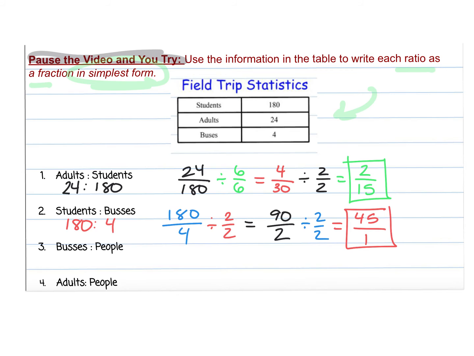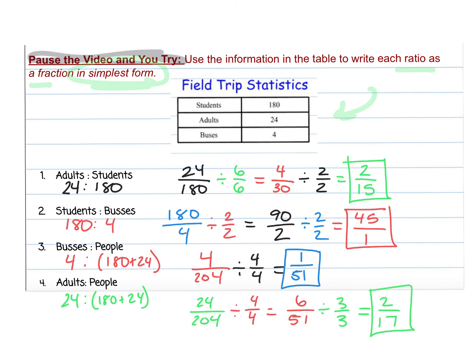Notice these next 2 before you start them. People. That includes adults and students, so you're going to have to do some adding. So there you have it. See how you did. We have 1 bus for every 51 people, and we have 2 adults for every 17 people. That last one might have been tricky.